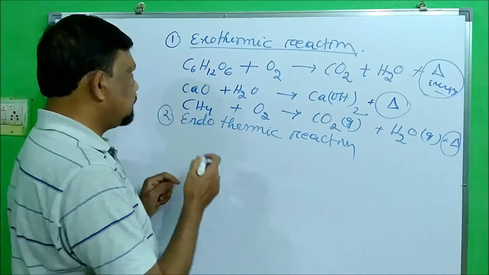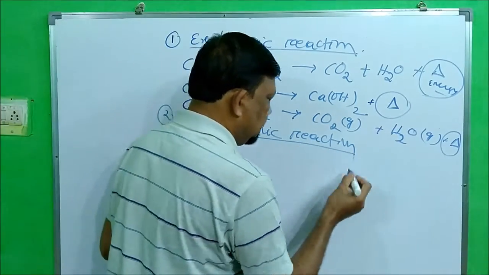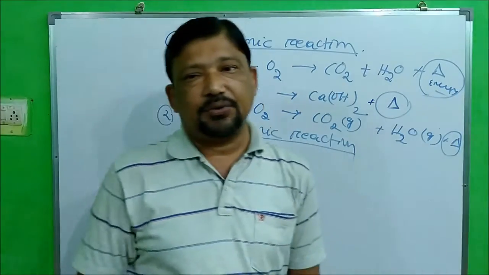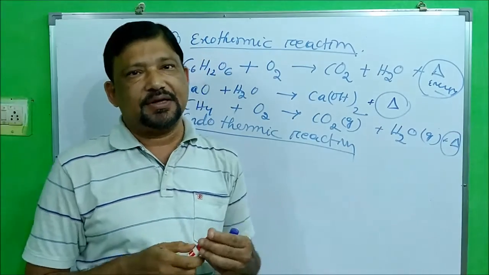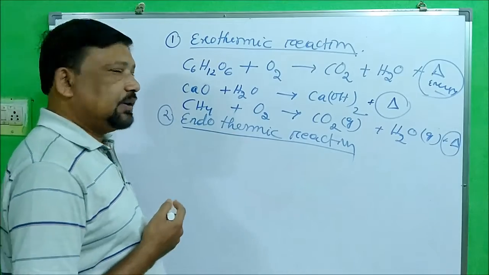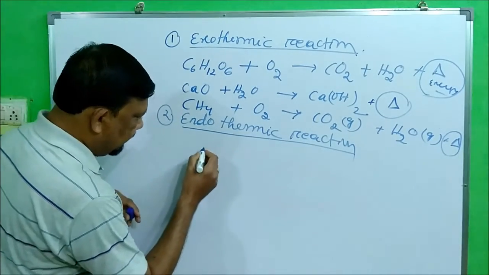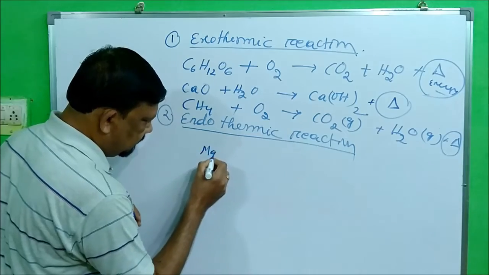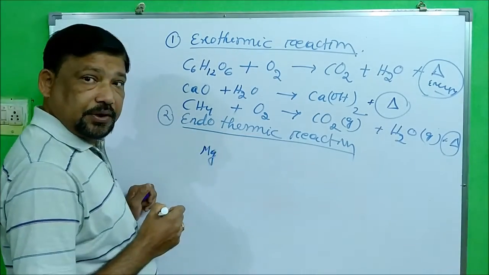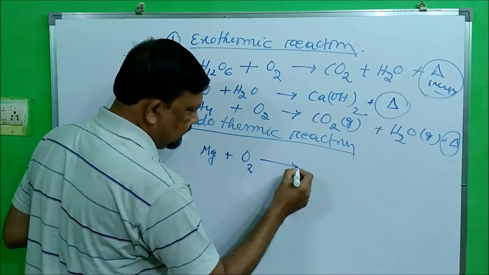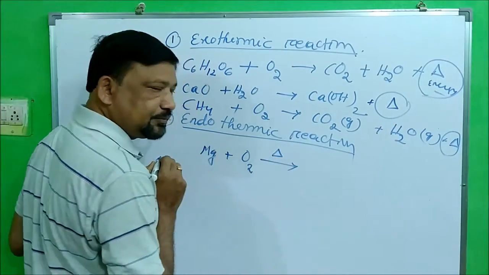Next come to endothermic reaction. In this endothermic reaction, energy is required to carry out the reaction. Until you give energy, this reaction will not happen. Okay? For example, again the magnesium ribbon. When it burns in presence of oxygen, you have to supply heat here.